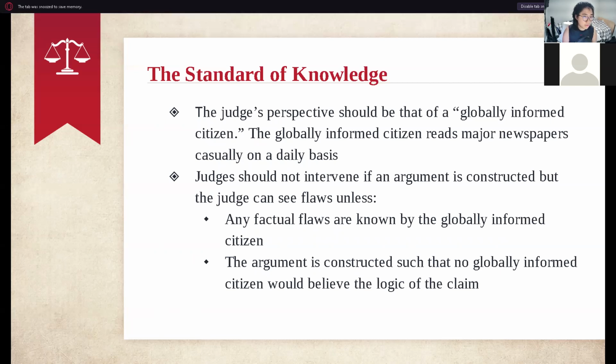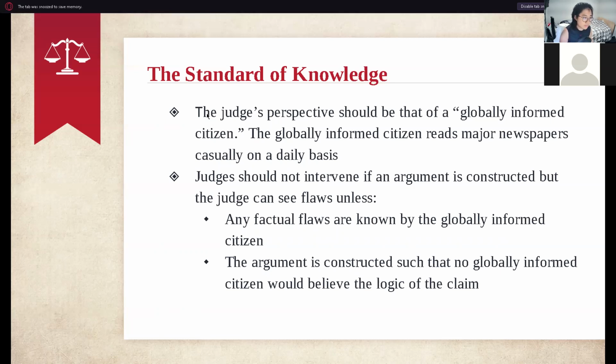So the judge's perspective should be that of a globally informed citizen, right? The globally informed citizen reads major newspapers casually on a daily basis. This is a really strange way to define it, and we kind of just picked it up out of the Wudick handbook. Even I don't know what this is supposed to mean, right? But basically, the bottom line is you don't want to be very interventionist as a judge.